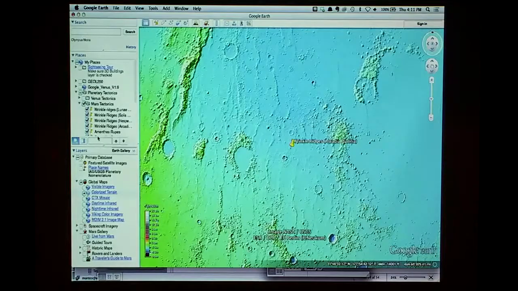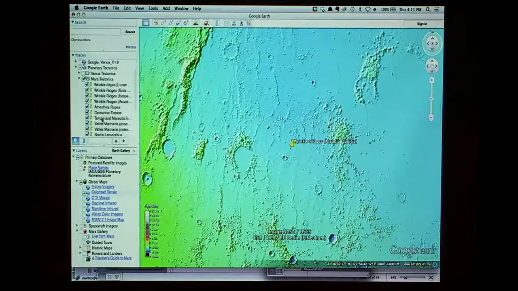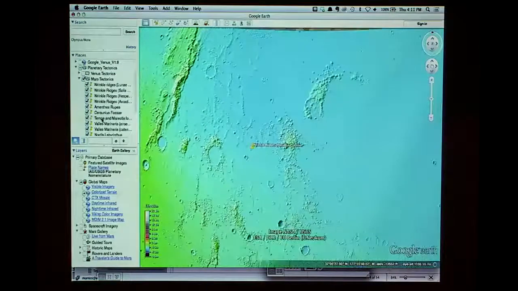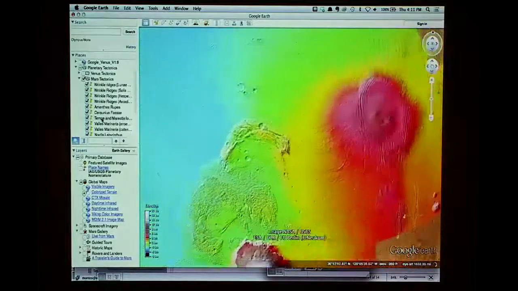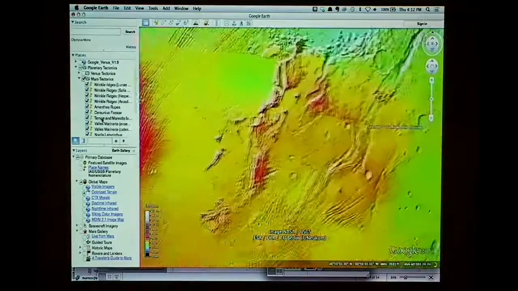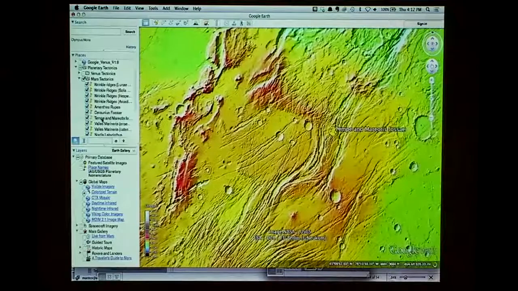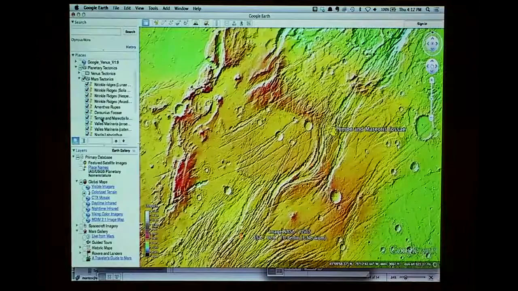I'll come back to the global arrangement of things. But before I do this, let me just move to another place called Tempe Terra, which is on the northeast part of Tharsis. We'll see what it is. I'm going to go very quickly on it. This is, again, from the topography, but you could see that in Viking images as well.